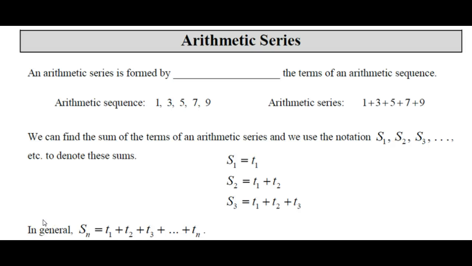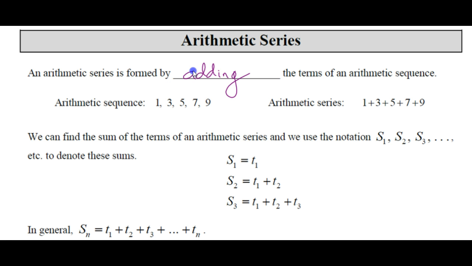An arithmetic series is formed by adding the terms of an arithmetic sequence. Okay, so we know what an arithmetic sequence looks like. We have a formula for the general term of it, and we talk about it in terms of the first term and the common difference. In an arithmetic series, here's the sequence, and the terms are separated by commas. In the series, you basically replace the commas with plus signs, right? So you just want to add it up. So what does that add up to?